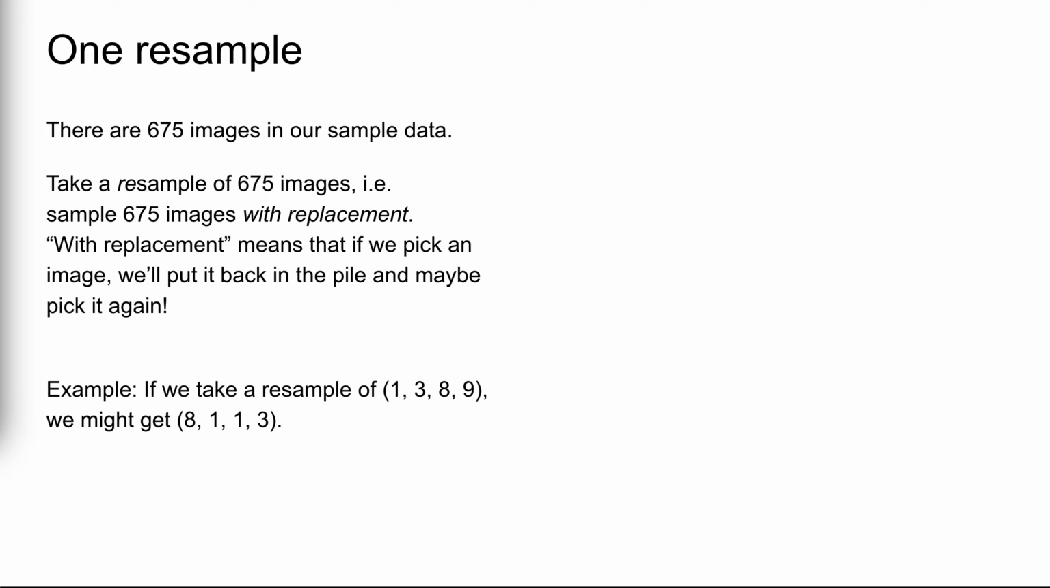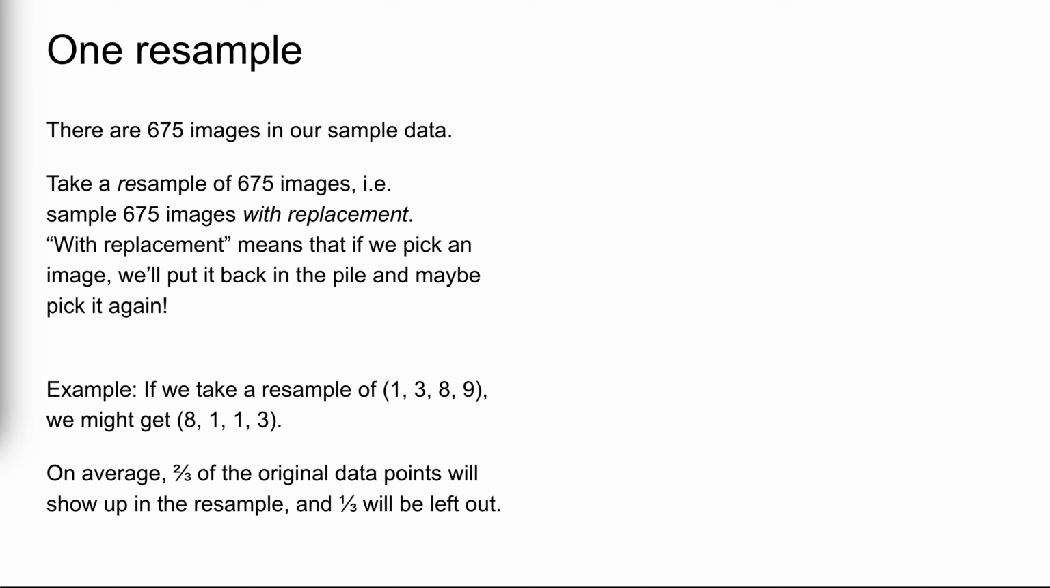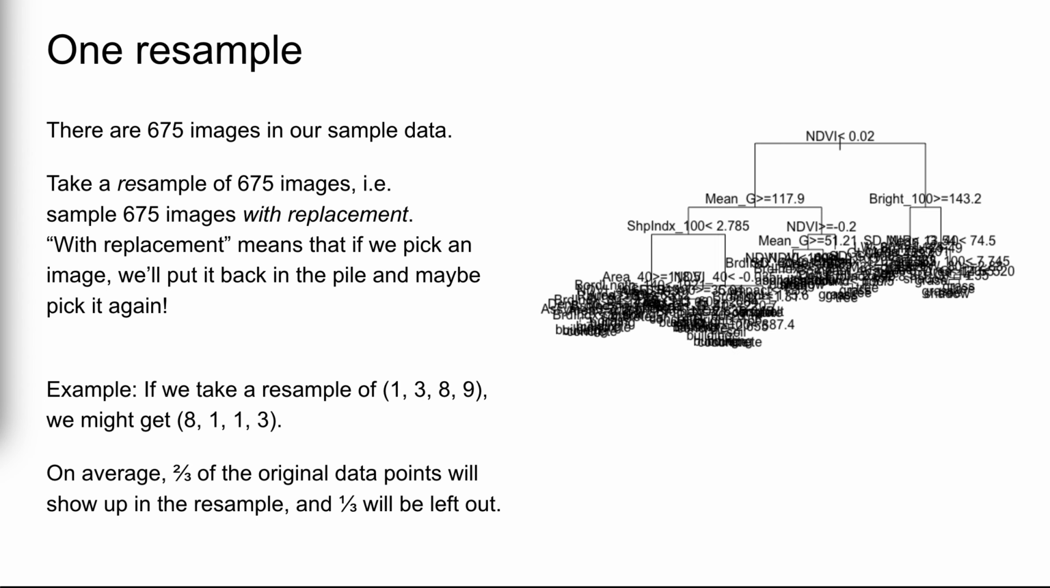Consider a small example where we have a small data set with only 4 numbers, 1, 3, 8, and 9. Then 8, 1, 1, 3 would be a valid resample of the 4 numbers from the sample. Since we basically start back with the original data set after selecting each number here, we sometimes get the same number more than once and other numbers not at all. On average and in general, 2/3 of the original data points will show up in a resample, and 1/3 will be left out.